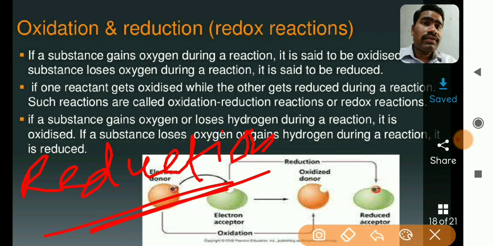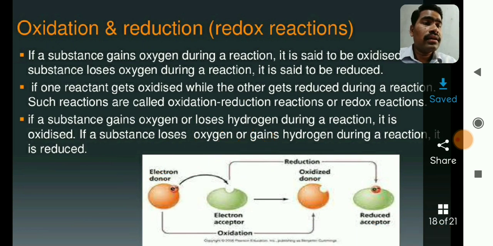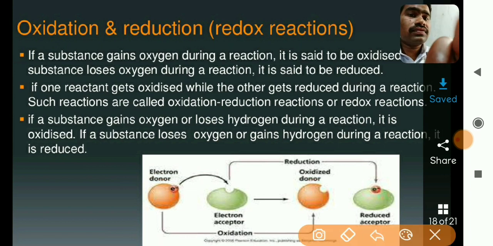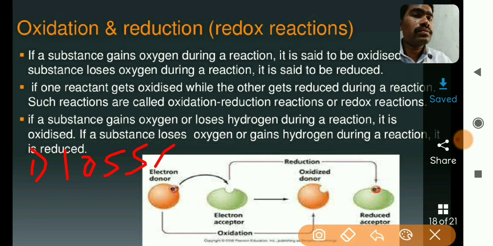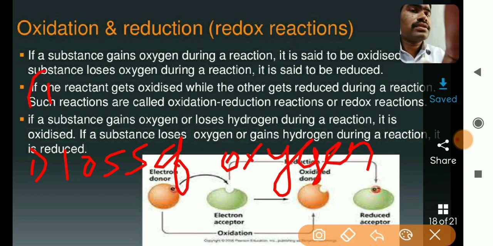Second thing, we have seen that loss of electron is the oxidation. Here, gain of electron. Let me write this one by one. First, loss of oxygen, first definition.